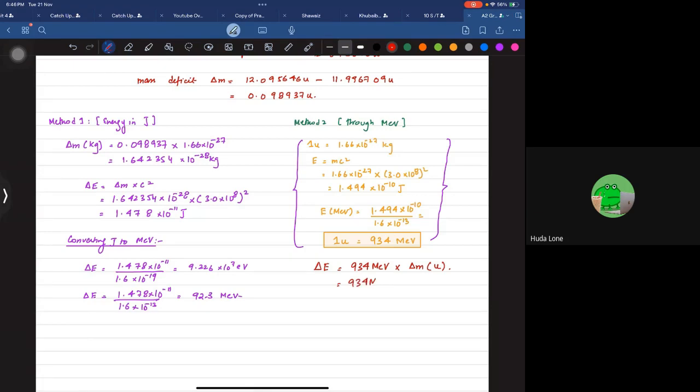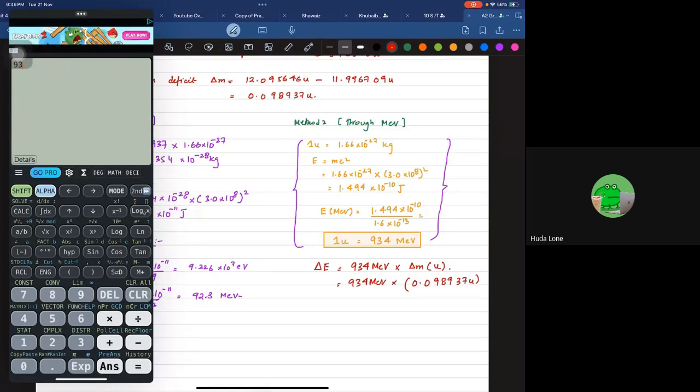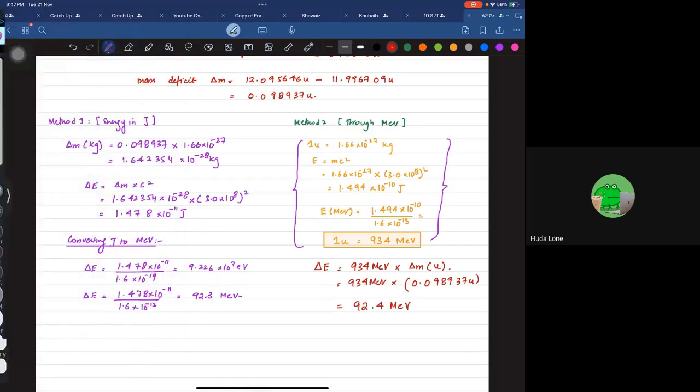So 934 MeV multiplied by, you just write 0.089937U. Just this. If you do this, it's going to give you exactly the same answer. Which is because I rounded it a bit, so it is 92.4 MeV. Do you get it? So it's 92.3, 92.4, but it's the same answer with respect to what we have done. So the thing is that you're only required to do the red part. The yellow part is for proving that 1U is that. If you know that, you can easily use this formula by multiplying the value of 1U in MeV with the mass in U.